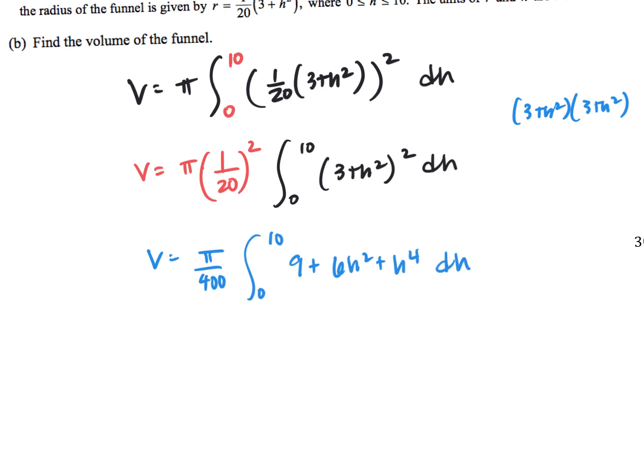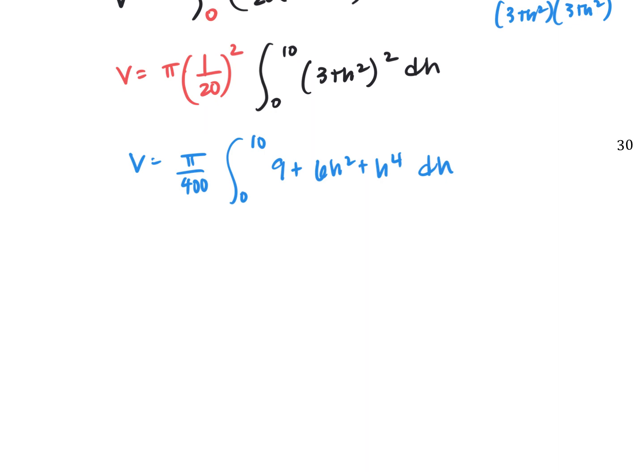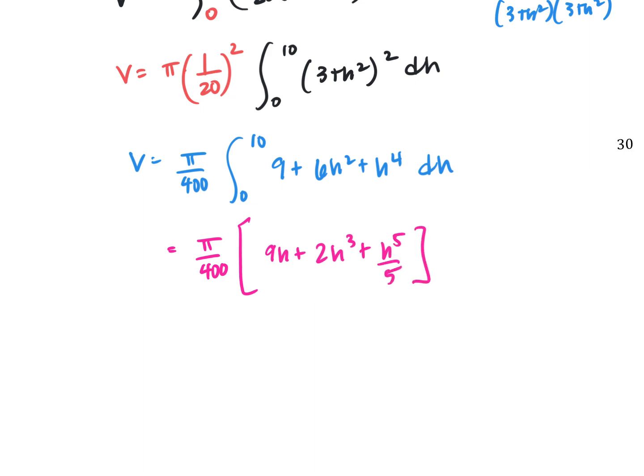Now we're ready to take an antiderivative, an integral. Non-calc, but as was pointed out, just leave it. We haven't even taken an antiderivative yet; I'm getting ahead of myself. Pi over 400, or pi times 1/20th squared, times the antiderivative of 9 with respect to h, plus 2h cubed, since 6h cubed over 3 would get me 2h cubed. Amazing. Plus, beautiful.